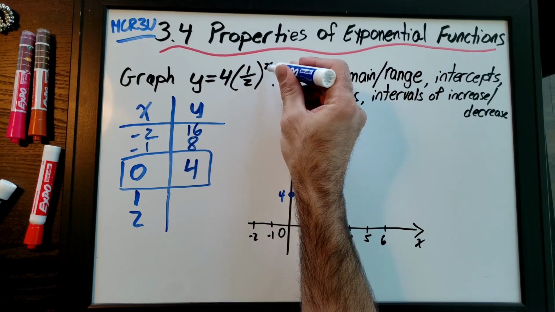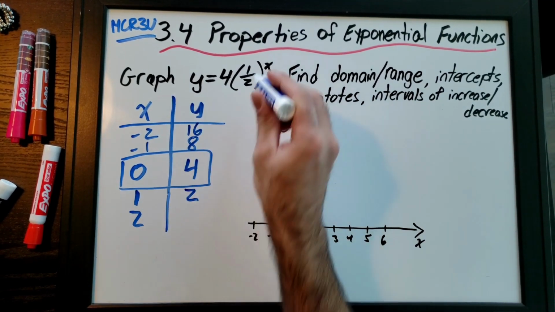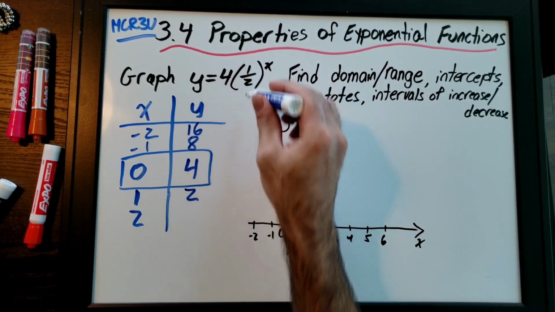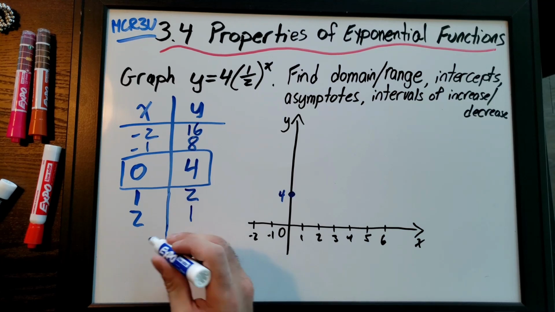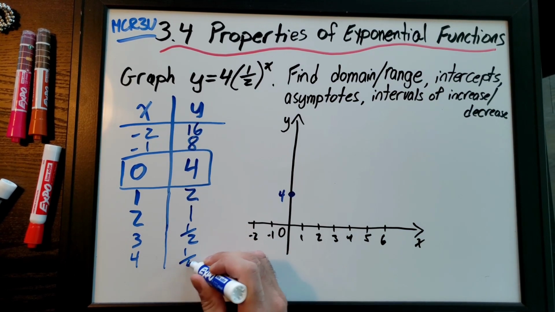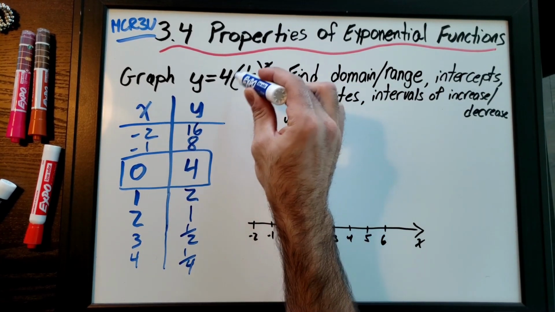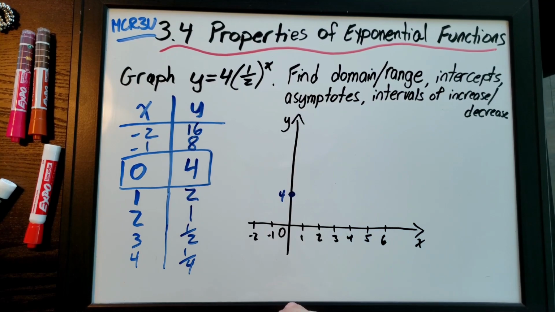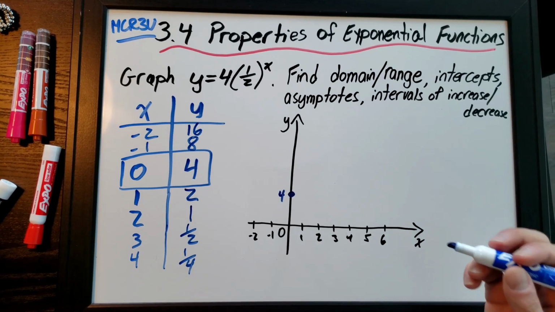If I plug in a 1, it's 4 times a half, 2. And if I plug in a 2, it's 4 times a quarter, 1. And if I keep going with this table of values, I'm going to keep getting smaller numbers, because I'm increasing the multiples of a fraction that is less than 1. So I'm going to get smaller number, smaller number, smaller number perpetually. So how does this look if we graph it?